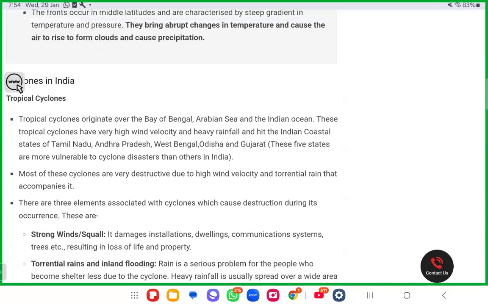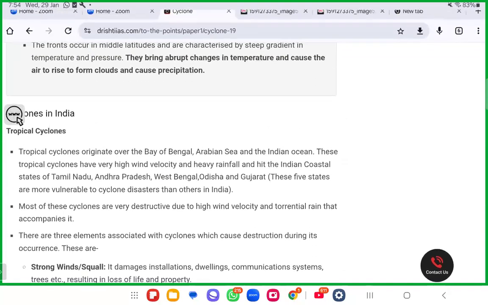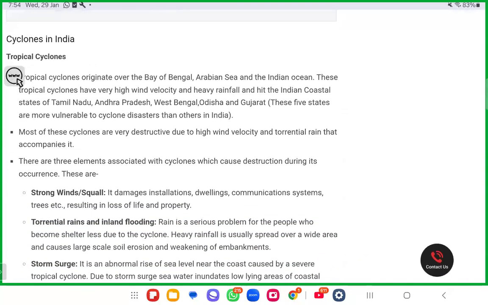So as you can see here, tropical cyclones in India originate over the Bay of Bengal, Arabian Sea, and Indian Ocean. These tropical cyclones have very high wind velocity and heavy rainfall, and they hit the Indian coastal states of Tamil Nadu, Andhra Pradesh, West Bengal, Odisha, and Gujarat. So these five states are more vulnerable to cyclone disasters than others in India.